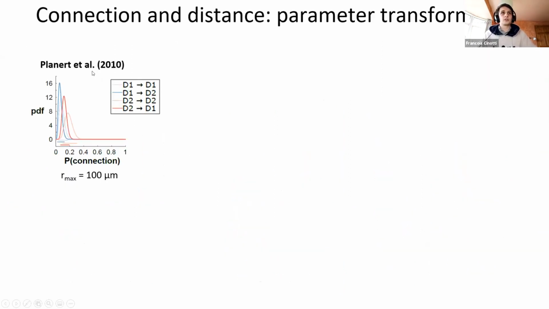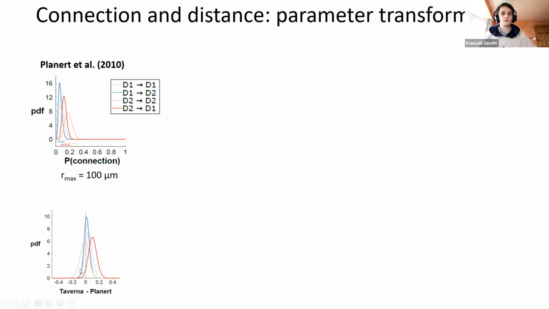So if you remember in my first slide about the experimental procedures, I mentioned a study by Plenner and colleagues, and we could do the same extraction of posteriors for this study. And what we found is that we had posteriors which were smaller than those for Taverner. So this isn't obvious here, but you have to take my word for it.